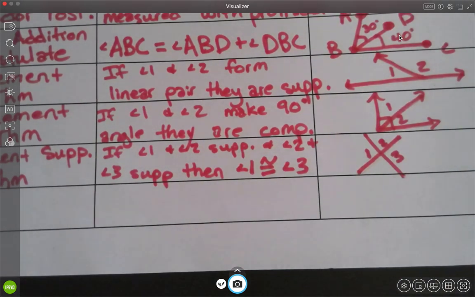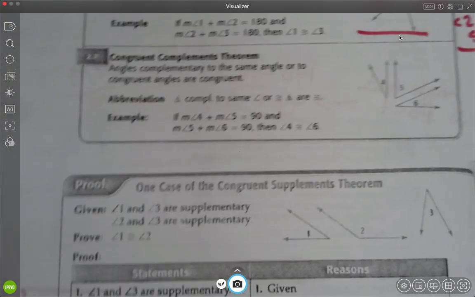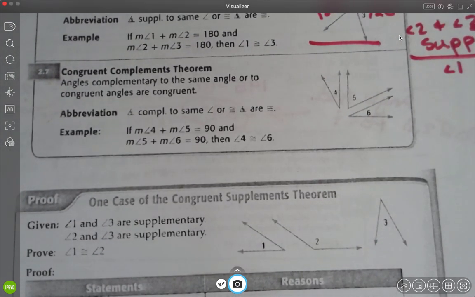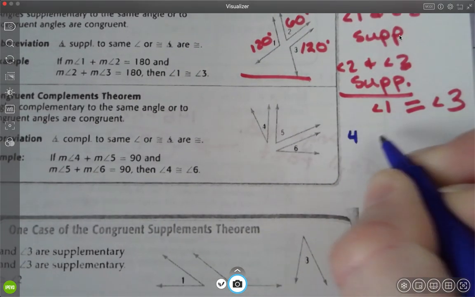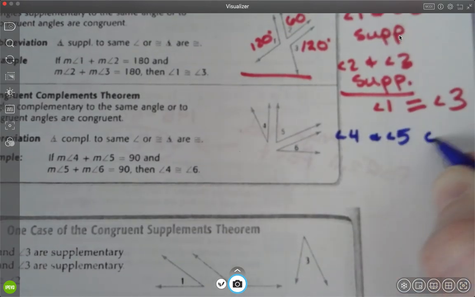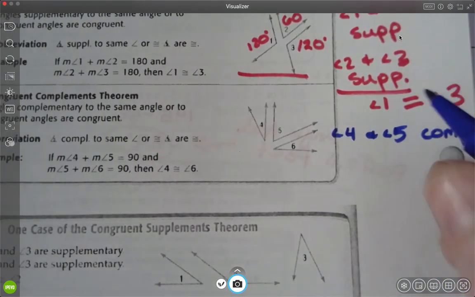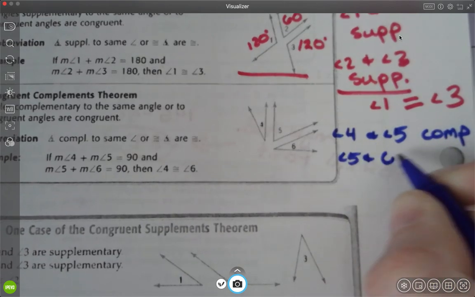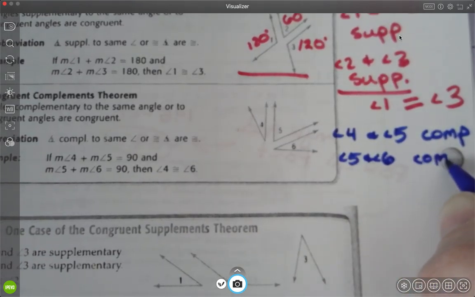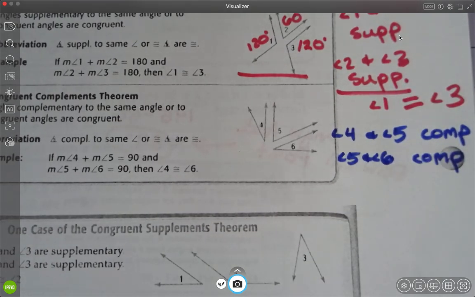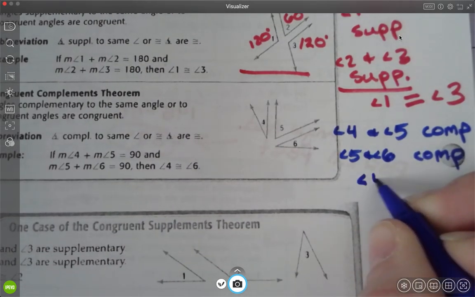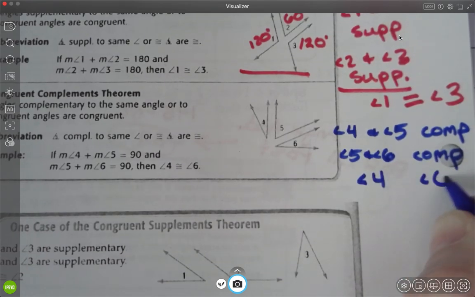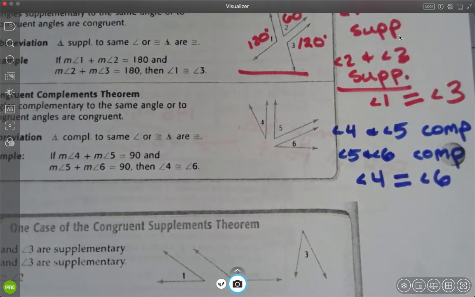Next. All right, so this one, congruent complements theorem. Angle 4 and angle 5 are complementary. But angle 5 and angle 6 are complementary as well. So this kind of looks like the transitive theorem again. 4 and 5, 5 and 6. I want to make the link between 4 and 6, but what's true about 4 and 6? They're not complementary. They are equal, or congruent, right?